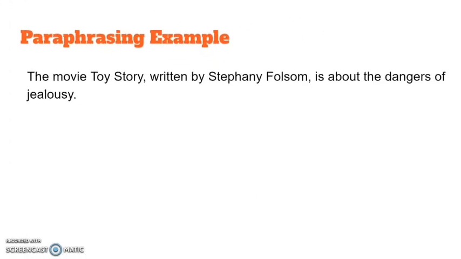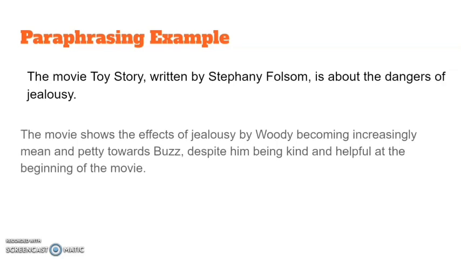Let's now look at the paraphrasing example. Again, paraphrasing is to put something in your own words. Let's look at our claim sentence from earlier about Toy Story. The movie Toy Story, written by Stephanie Folsom, is about the dangers of jealousy. Our evidence sentence in a paraphrasing way would sound something like this. The movie shows the effects of jealousy by Woody becoming increasingly mean and petty towards Buzz, despite him being kind and helpful at the beginning of the movie. Instead of using direct quotes like I did the first time, this time I am just explaining what has happened in the movie in my own words.